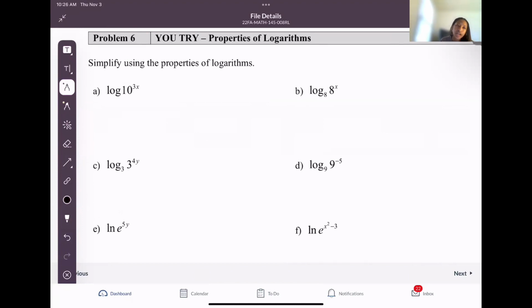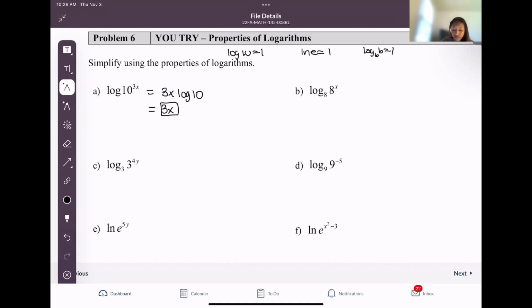First one, A and B are actually very nice. If we use the power property for log of 10 to the 3x power, that's 3x times log of 10. Log of 10 is equal to 1. So remember, log of 10 equals 1, ln of e equals 1, log base b of b equals 1. Okay, so that's just 1, and then this just gives us 3x. That's as simple as it can get.